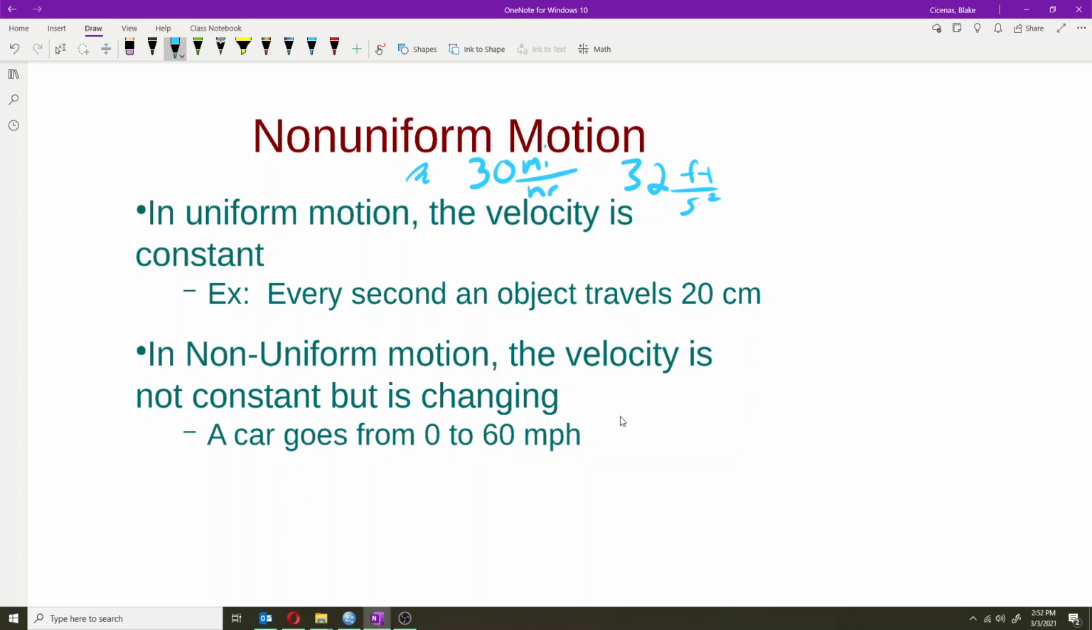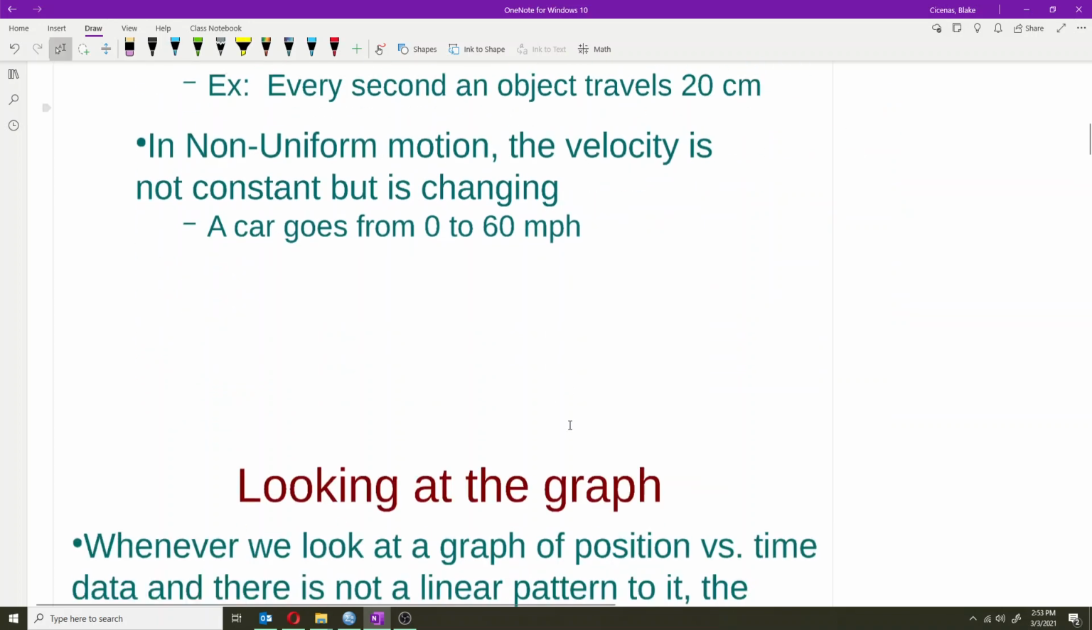So non-uniform motion, the velocity is not constant, but it's changing. So I jumped ahead here. This would be a non-uniform motion because this is the acceleration of gravity due to the Earth's gravitational pull, and you actually speed up by 32 feet per second every second. So that's non-uniform motion. You're speeding up or slowing down more or less.